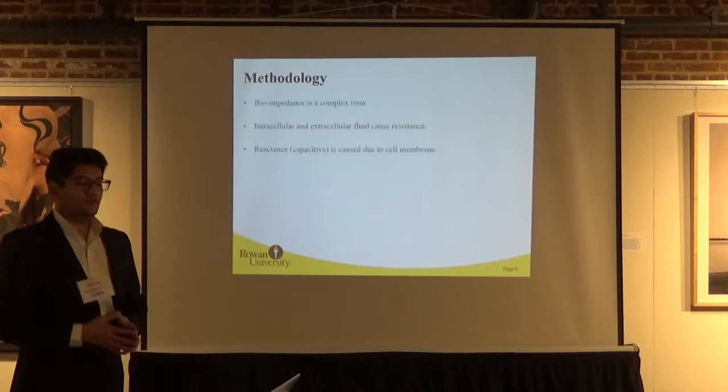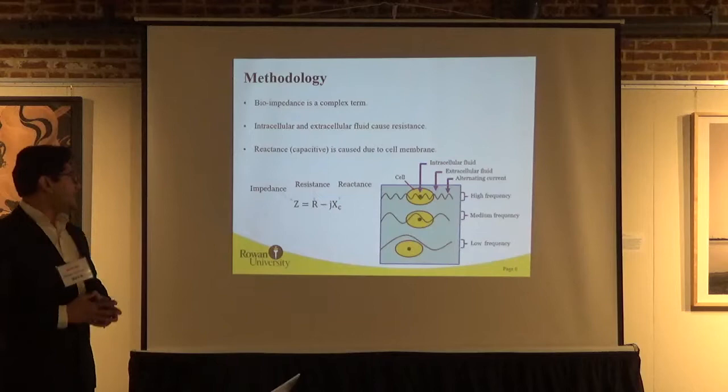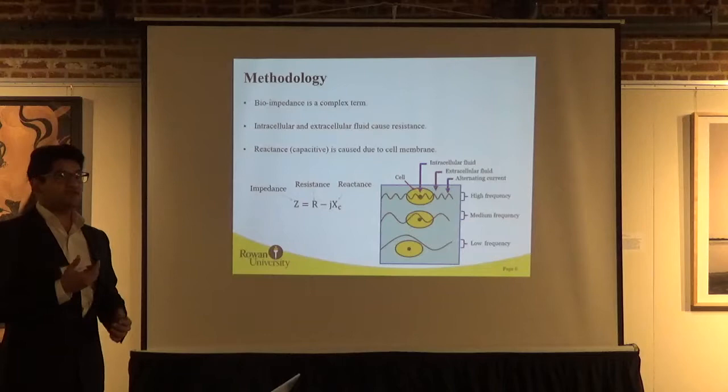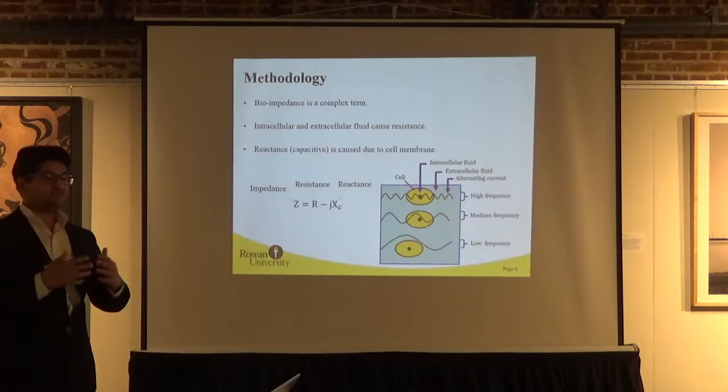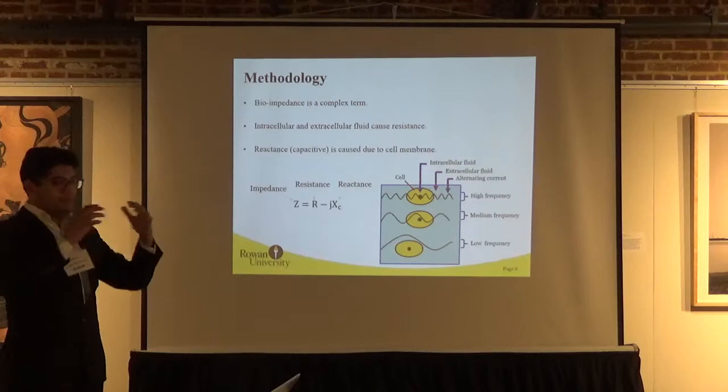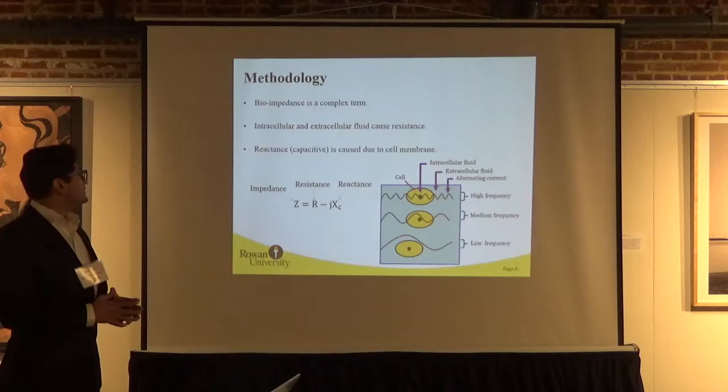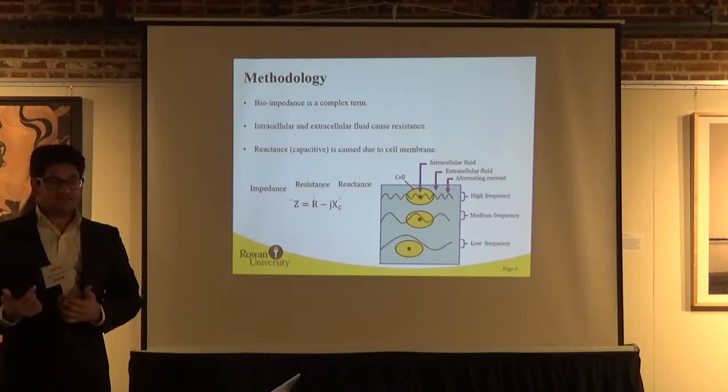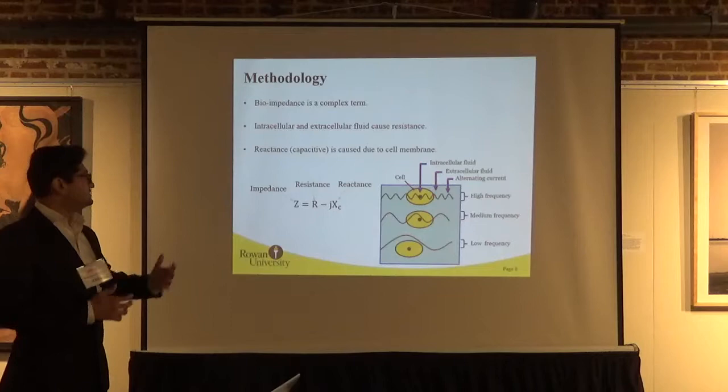Body impedance is a complex term. It has a resistive component as well as a reactive component. The cells of the human body contain fluid called intracellular fluid, and those cells are also swimming in a pool of fluid called extracellular fluid. This fluid imposes the resistive part of the impedance, while the membranes of these cells impose a capacitive resistance, which is called reactance. When electricity passes through the human body, the higher its frequency, the more cells it tends to penetrate, because for higher frequencies the reactance is much lower.